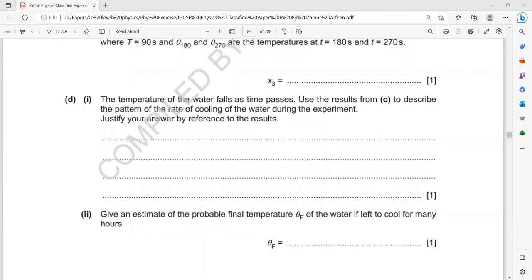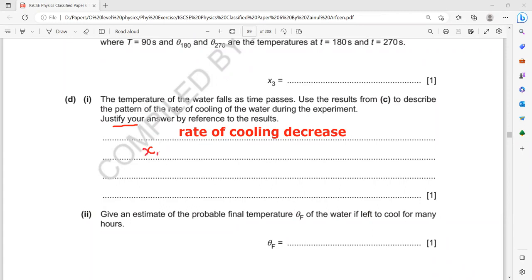So what happened to the rate of cooling? We'll mention the rate of cooling decreases. And how do we justify it? We can justify with the value of x1, it decreases with time. Yeah, the rate of cooling decreases, but the question is to justify the answer by reference to the result. So you have to use your result.